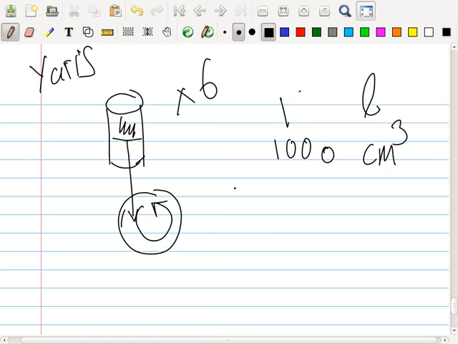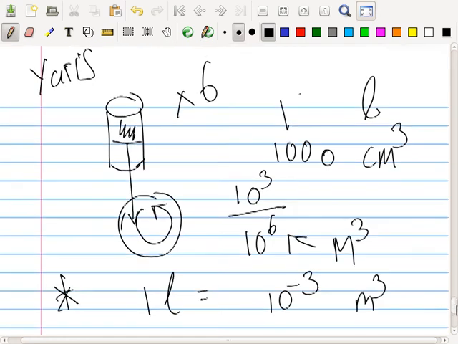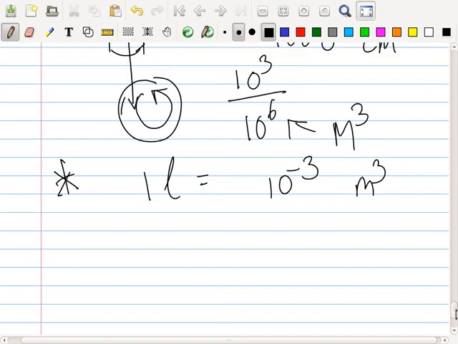That's 10 to the 3. Now how many centimetres are in a metre cubed? That's 10 to the 6, isn't it? This here is a metre cubed, in centimetres. So this means 1 litre equals 10 to the minus 3 metre cubed. Is that right? Yeah. Okay. So for the car, the V will equal 6 of these.